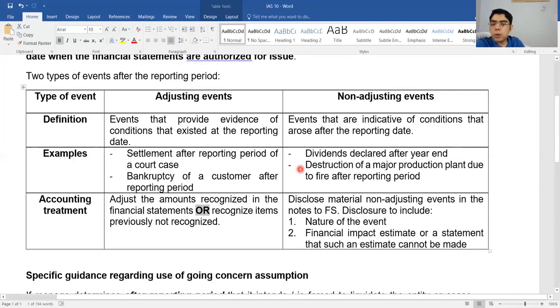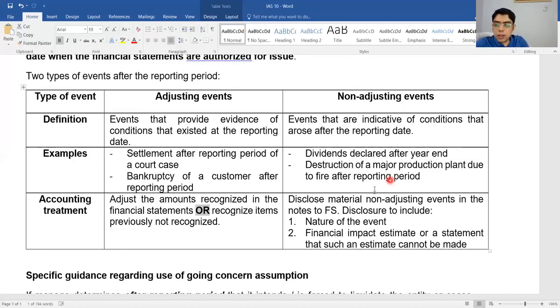Then another very popular example is destruction of a major production plant due to fire after the reporting period. A fire incident took place after the year end, right? And it damaged your inventory, your production plant. So that's an example of a non-adjusting event.